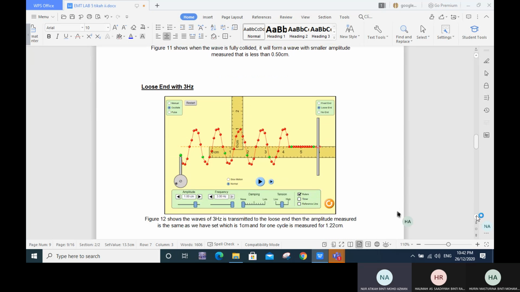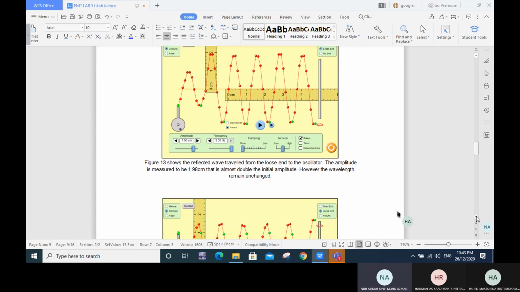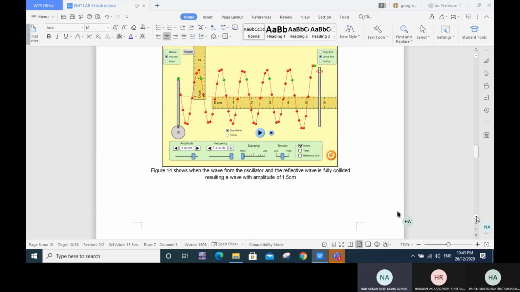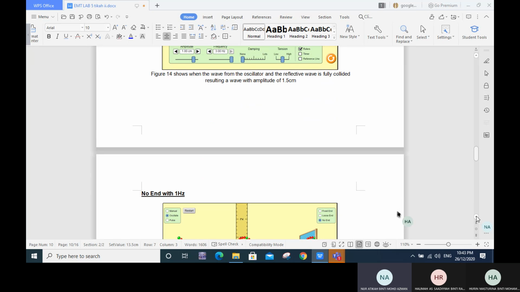The results are still the same. When we change the frequency, the length changes only at the beginning, that is 1.22 centimeter, and remains the same until the end of the observation. It's still resulting the same, that the amplitude gets bigger and then gets smaller back to 1 centimeter.